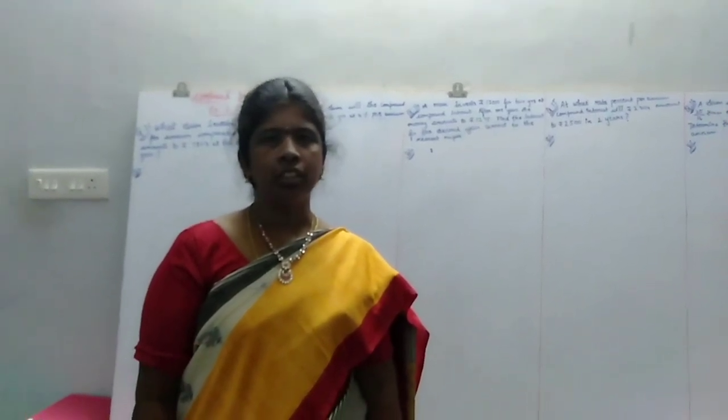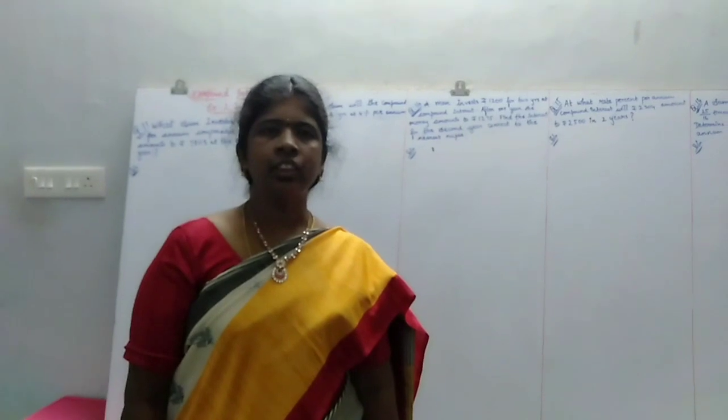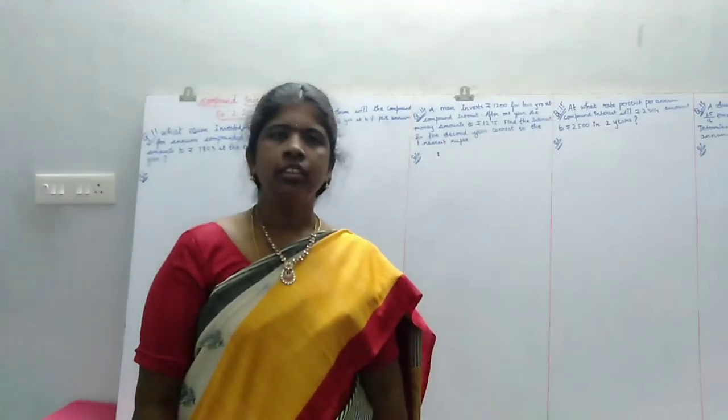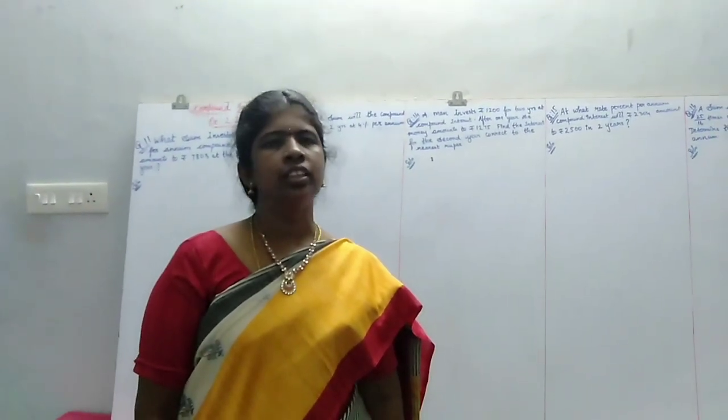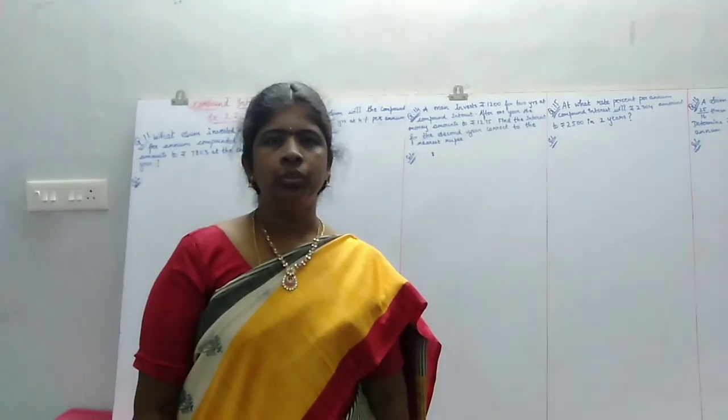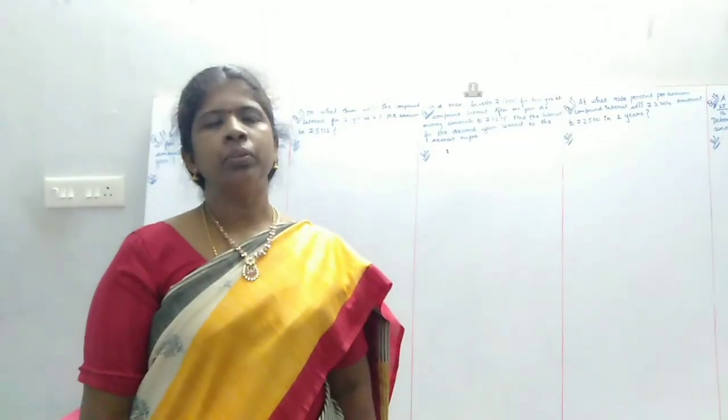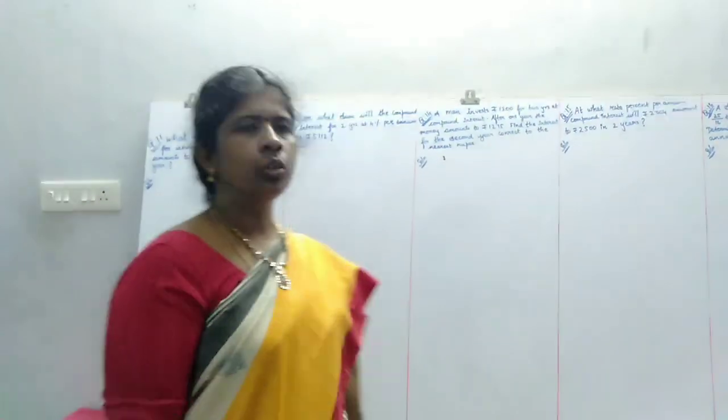Math YouTube channel. Now we are going to see exercise 2.2 sums number 11, 13, 14, 15 and 16 in this video, that is related to chapter 2, compound interest. I will go to the sum.